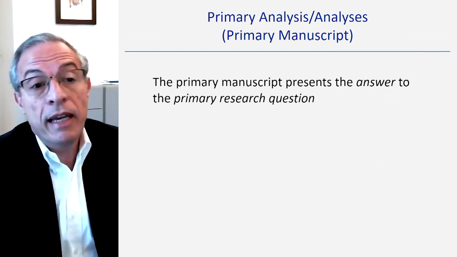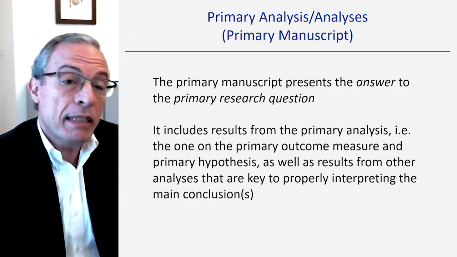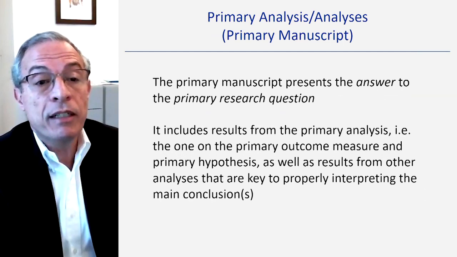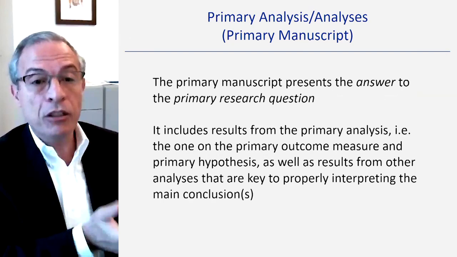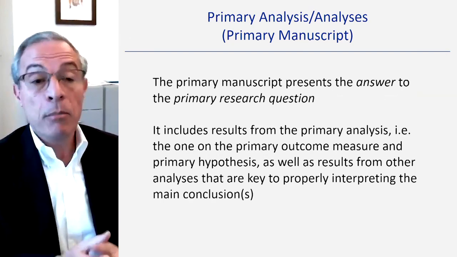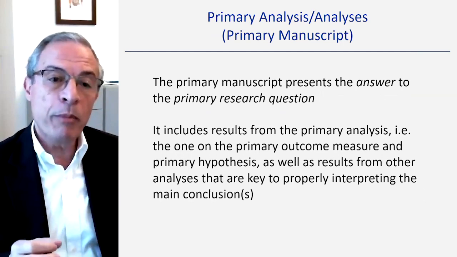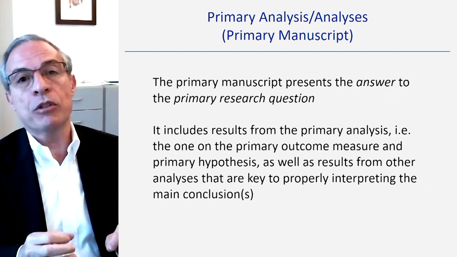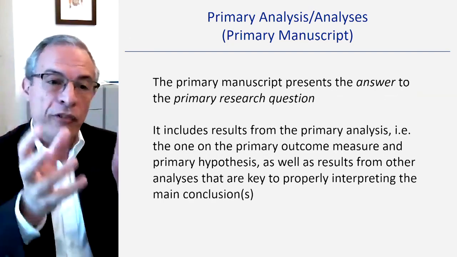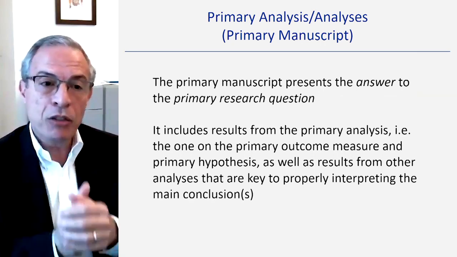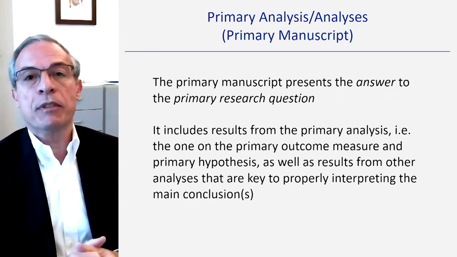And sometimes they ask, well, what should I include in this primary manuscript? And basically the answer is to include the primary analysis, obviously, i.e. the one on the primary outcome measure and primary hypothesis, but also include results from other analyses that are key to properly interpreting the main conclusion. So anything that's around the main conclusion that clarifies or helps properly interpret it has to be in the primary manuscript.